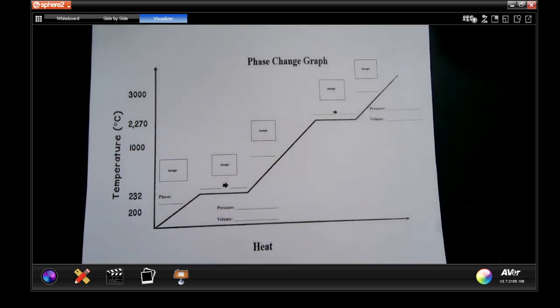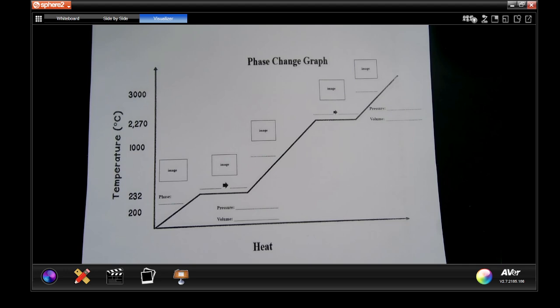What are the 3 phases? I know it said 4, but we're going to focus on the 3 basic ones. What are the 3 phases or states of matter? Solid, liquid, gas, okay? And so when we look at a phase change graph, it's about the states of matter. And different points of this graph show us where the different states are.